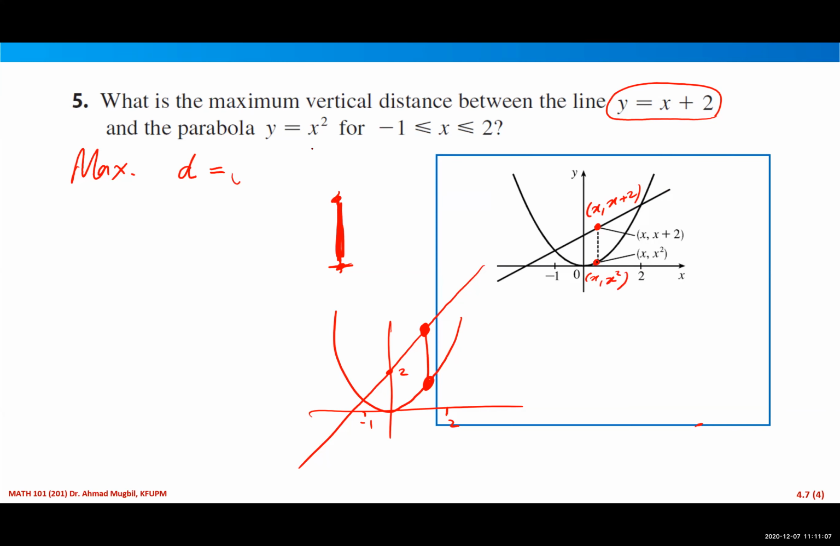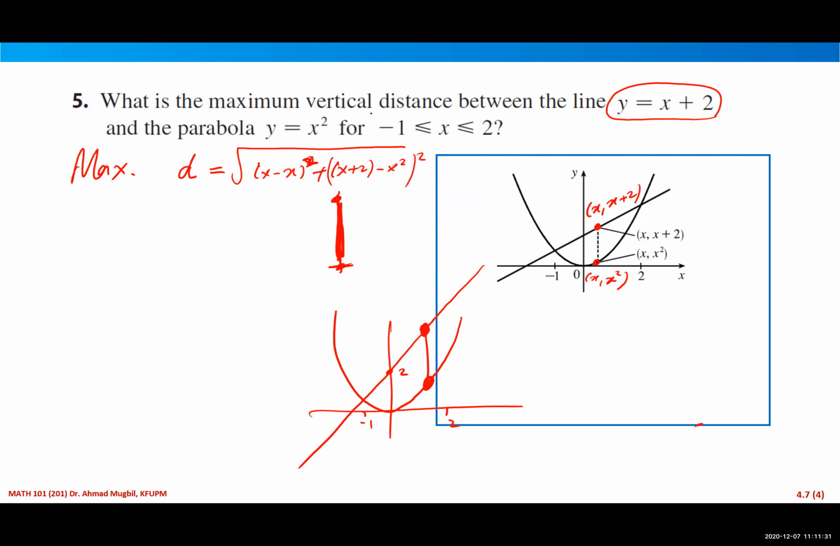The distance formula will be the square root of what? y2 minus y1 all squared. Because x minus x will be 0, by the way. X minus x will be 0 squared. So no need for that. Plus this minus this all squared: x plus 2 minus x squared all squared.